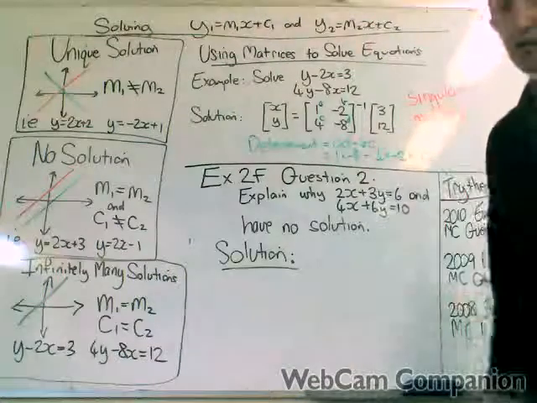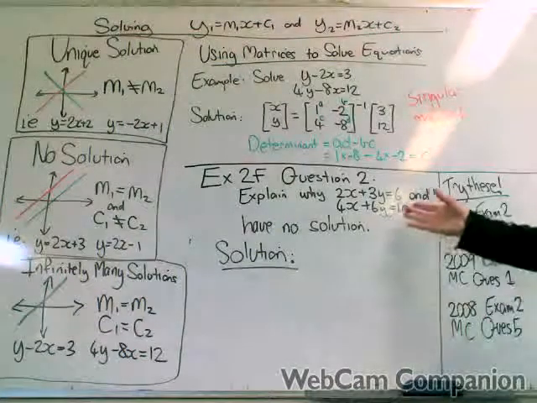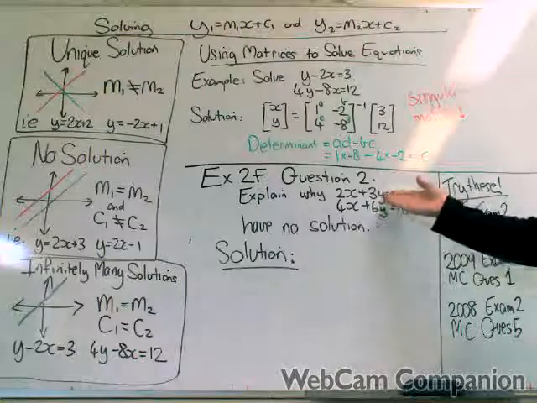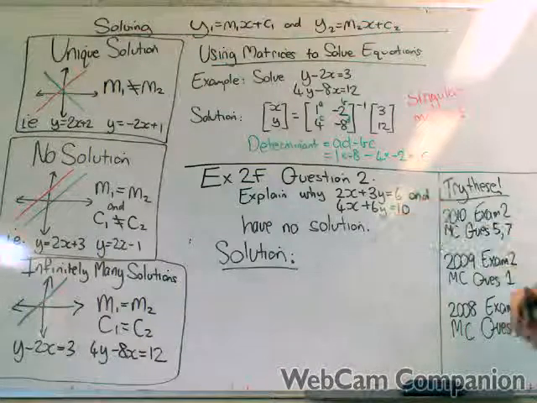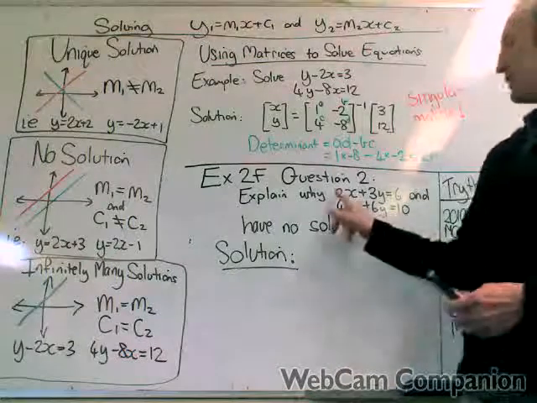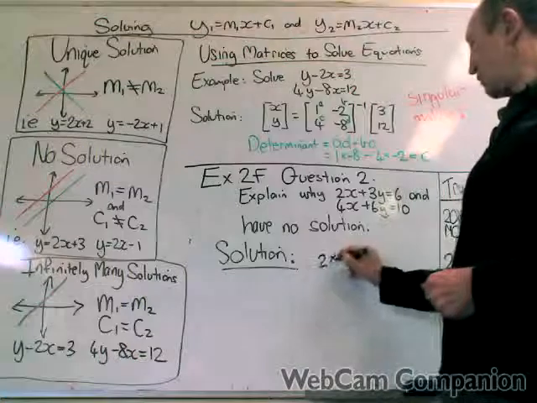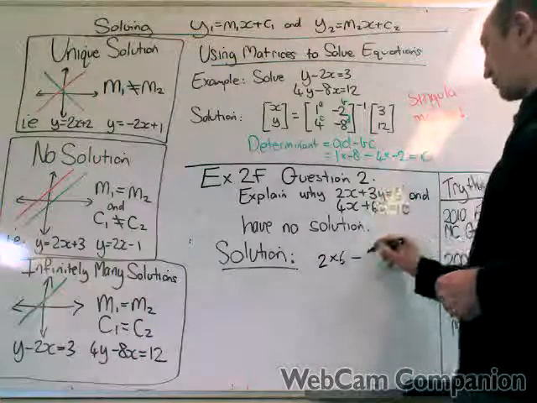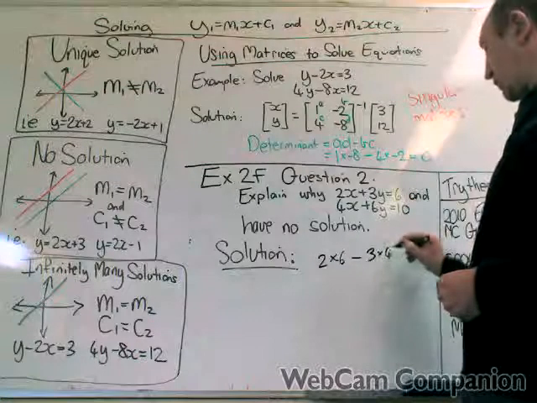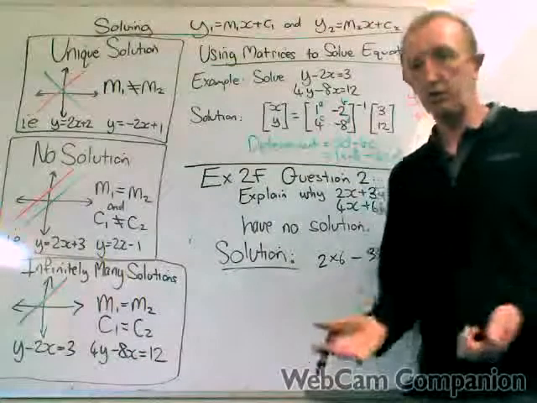Okay, let's have a look at a question. This is exercise 2F, question 2. It says here to explain why these two equations have no solution. So first of all, if we just look at the determinant, A times D, it's 2 times 6, take away 3 times 4, 12 minus 12 is 0. The determinant is 0, therefore no solution.